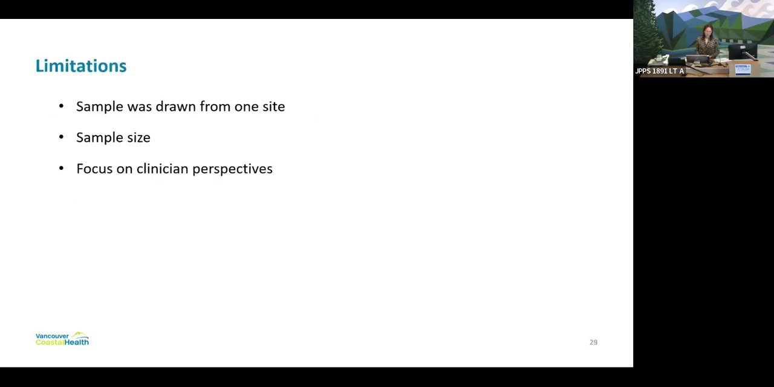So limitations with our study was that the sample was drawn from one site, which can limit transferability of insights to other sites and geographic locations. Our sample size was 13. Sample size may not capture the full breadth of experiences across the system, and our study focused more on the clinician's perspective. If client or managerial viewpoints were considered, they might offer insight into the screener's role and impact.